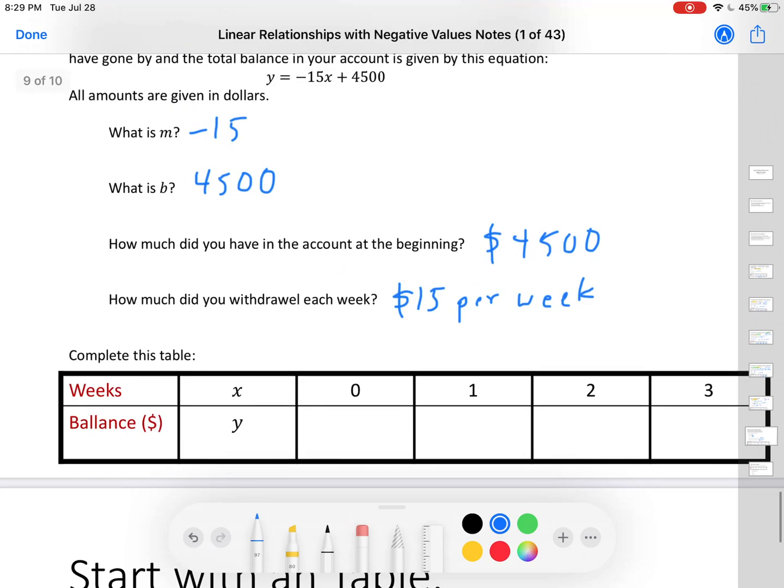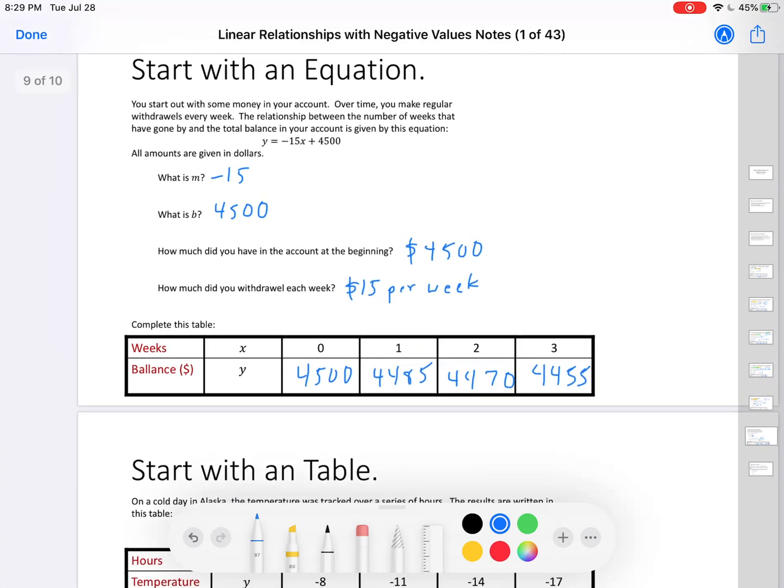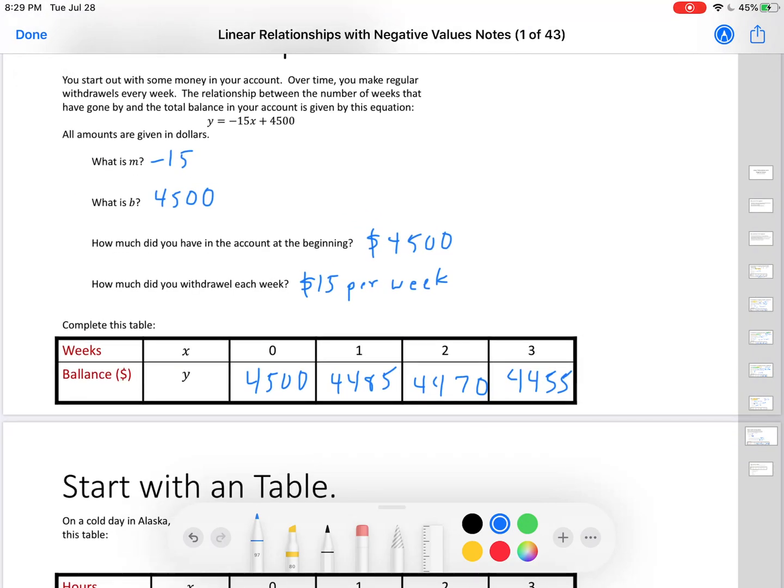Let's start it out. How much did you start with? 4,500. You took out $15, $4,485. Just subtract 15. Subtract another 15, $4,470. Subtract another 15, $4,455. And that's how much you have after 3 weeks. 3 times 15 is 45. 4,500 minus 45 is 4,455. Another way of finding it.